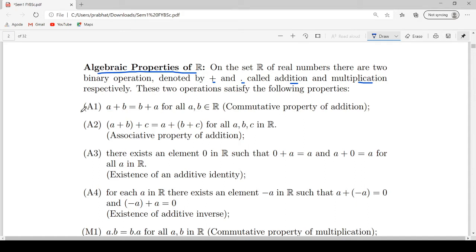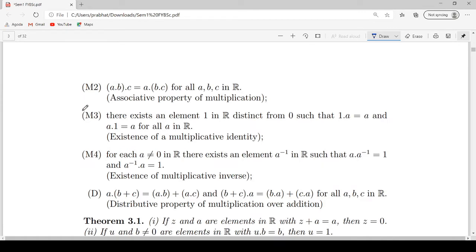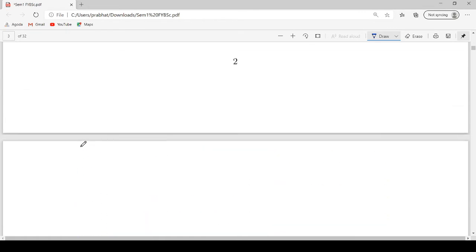First property, see I am using this notation A1, A2, A3, A4. That means these are the properties of addition, and for multiplication I am using the new notation M1 and then below M2, M3, M4. Those are the properties of multiplication.